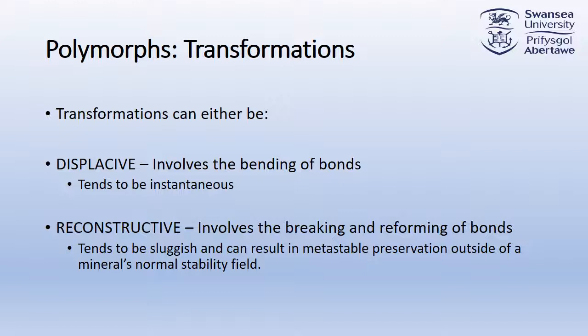So what happens with polymorphs is that you have transformations. These transformations can either be displacive, which involves the bending of bonds and tends to be instantaneous, or reconstructive. This is quite sluggish. It happens over long time scales and involves the breaking and the reforming of bonds.